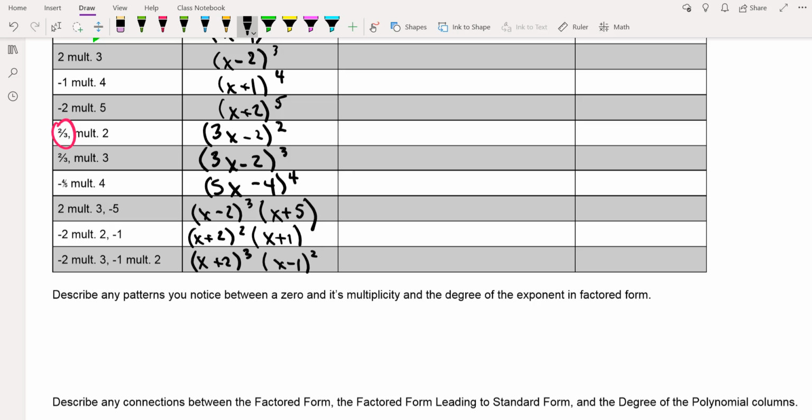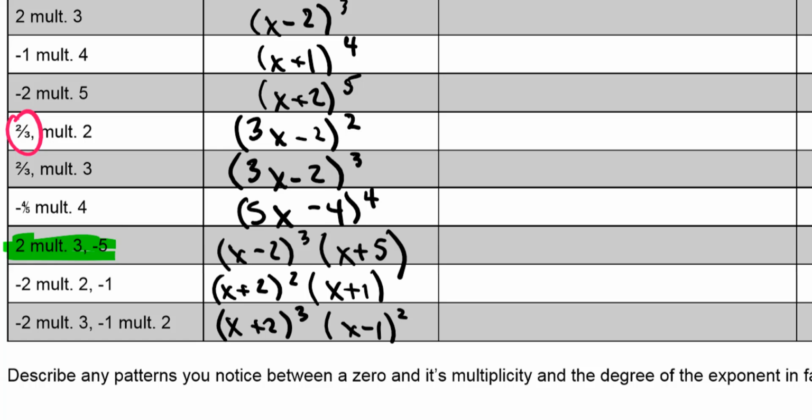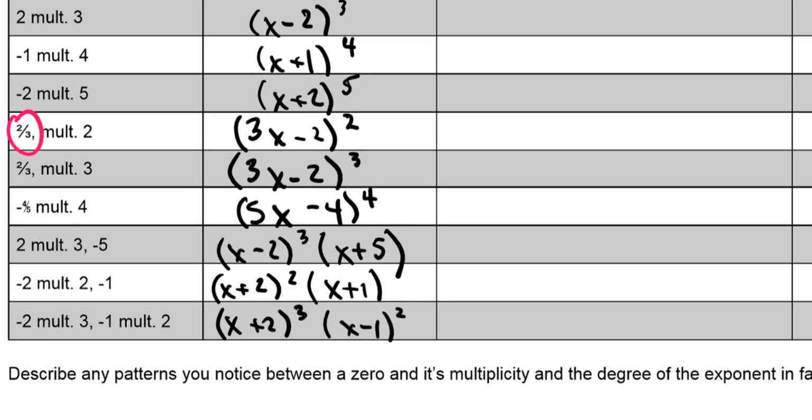What I want you to do is pay attention to these down here, where there's not just one zero, but two. Let's look at 2 with multiplicity 3, and then -5. The zero that we know is 2 gives the factor x minus 2. The multiplicity is 3, so there's my exponent. And my other zero of -5 gives me the factor x plus 5. That's how you do those when you're given more than one zero: you just have more factors. Pretty straightforward stuff.